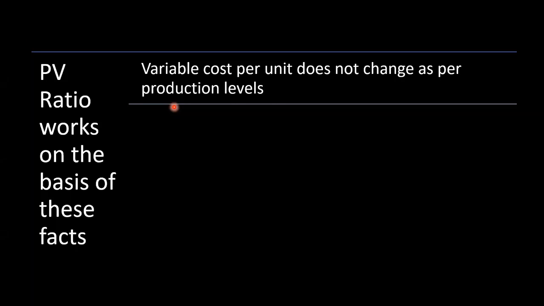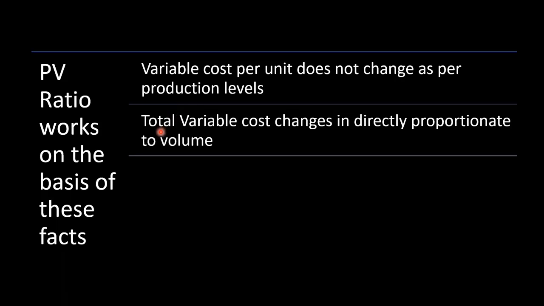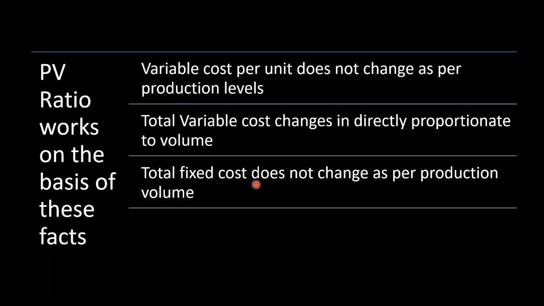If you need 1 liter of petrol to travel 10 kilometers, for 20 kilometers, you need 2 liters of petrol. For 30 kilometers, you need 3 liters of petrol. That doesn't come down, right? So the variable cost per unit does not change as per production levels. Total variable cost changes directly in proportion to the volume. Total fixed cost does not change as per the production volume.